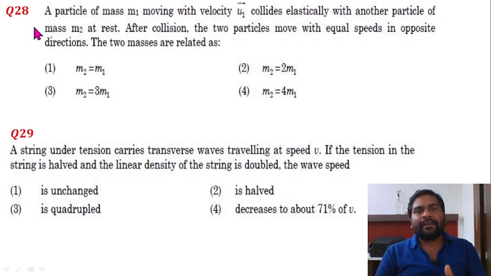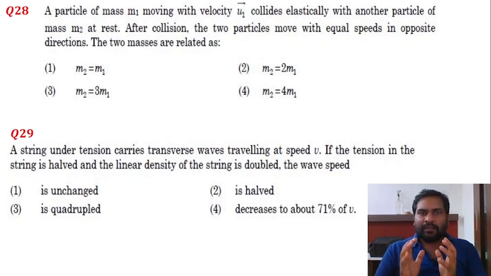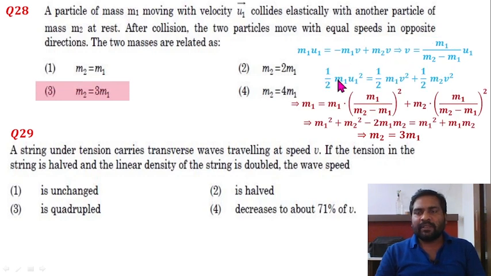Question 28. A particle of mass m1 moving with velocity u1 collides elastically with another particle of mass m2 at rest. After the collision, the two particles move with equal speed in opposite directions. The two masses are related how? It is asking for the mass relation of m1 and m2, so use momentum conservation and energy conservation. The first particle is moving with velocity u1 and the second one is at rest, so u2 equals 0. Initial momentum is m1 u1 plus 0. Let the final speed be v, then the final momentum will be minus m1 v plus m2 v.